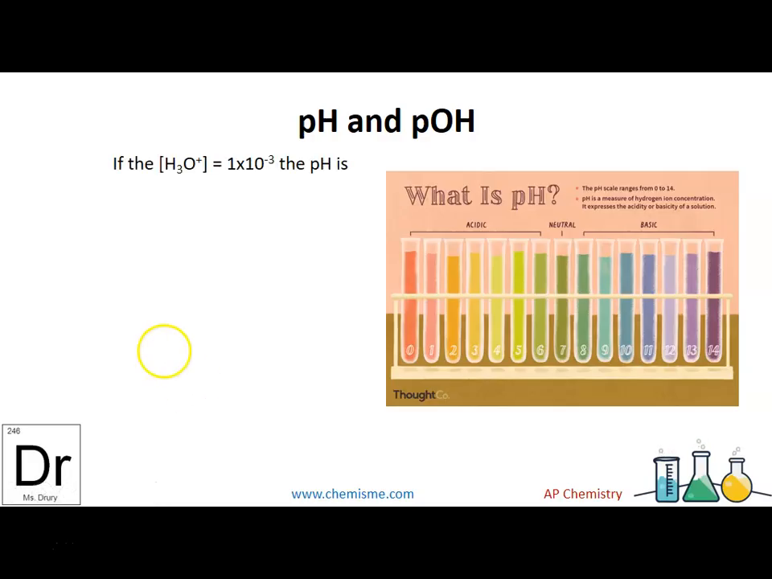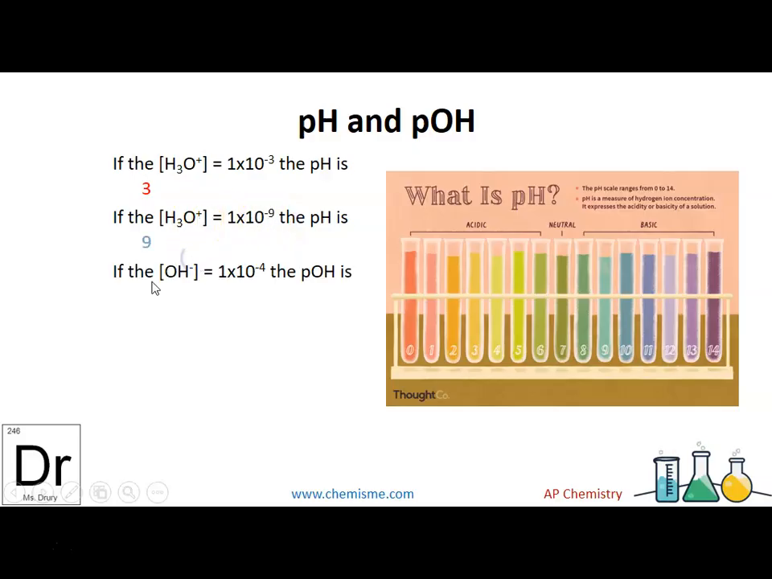With pH and pOH, if the hydronium is 1 times 10 to the minus 3, that means the pH, or the power, is 3, because what you did in your head, which you didn't know you were doing, was you negated it, and you took the log, you took the 10 away, right? If the hydronium is 10 to the minus 9, negate it, and take the 10 away, you just get 9. If the hydroxide is 1 times 10 to the minus 4, the pOH, or the power of the hydroxide, is, again, negate it and take away the 10, 4. Or if the hydroxide is 1 times 10 to the minus 12, the pOH is 12.